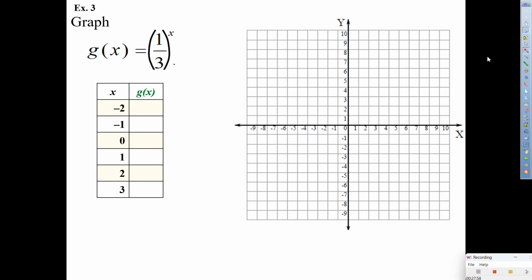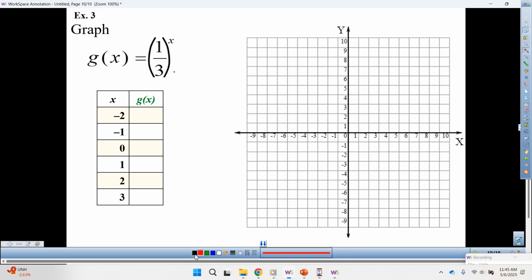All right, so today brings us to this last one. This one, if you notice, the base is actually a fraction. Notice, it's no longer a 2 or a 10, it's a fraction, 1/3 of x. So we're going to fill the table using this. So here goes. I'm going to go with 1/3 to the exponent of negative 2.